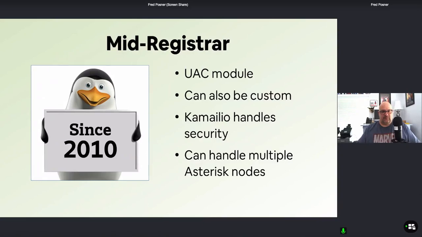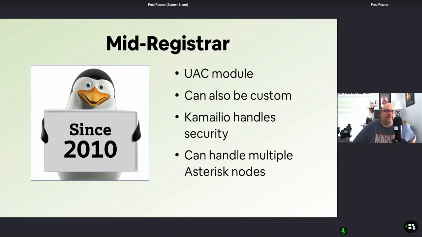and again, we've done this since 2010 at Kamailio, a mid-registrar would still handle some security and things like that, but Asterisk itself would do the authentication of that user and password, and then the registration state would stay in Asterisk. We use the UAC module for this, although we can also do it with just custom dial plan manipulation or Kamailio config manipulation there. Kamailio will handle security, such as everything we've discussed with PIKE and SECFILTER, or user agent blocking.